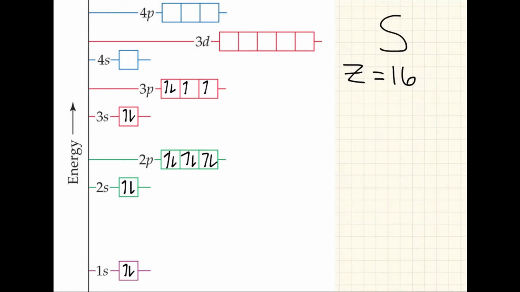So if I want to write the electron configuration for sulfur, or what's also known as the full electron configuration for sulfur, it's really just a listing of where all my electrons are. So in this particular case, I've got 2 electrons in the 1s orbital. I've got 2 electrons in the 2s orbital. I've got 6 electrons in the 2p set of orbitals. And I've got another 2 in the 3s, and then finally my last 4 electrons are in the 3p orbital.